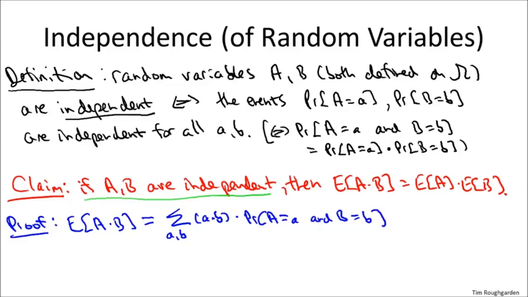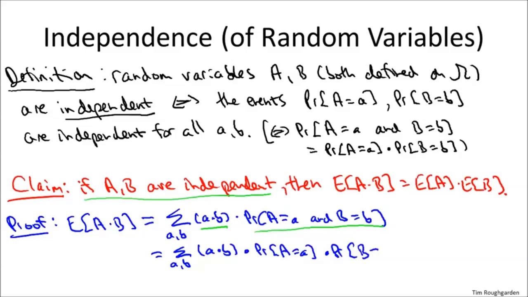So that's going to give us a value of a times b times the probability that big A takes on the value little a and capital B takes on the value little b. So that's just by definition, where this is the value of the random variable capital A times capital B, and this is the probability that it takes on that value with the constituent values a and b. Now, because A and B are independent, this probability factors into the product of the two probabilities. This would not be true if they were not independent. It's true because they're independent.